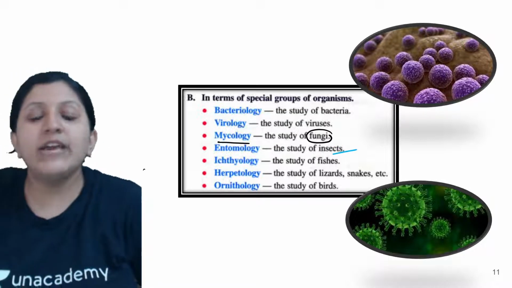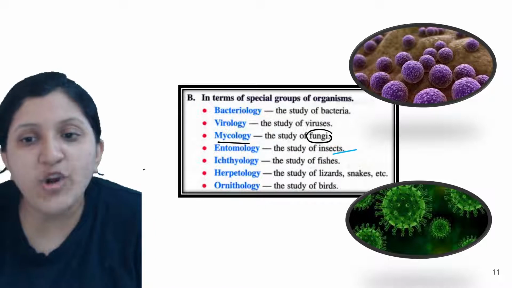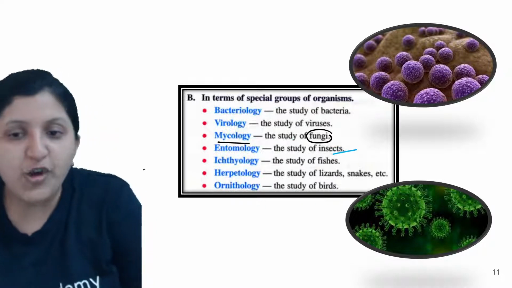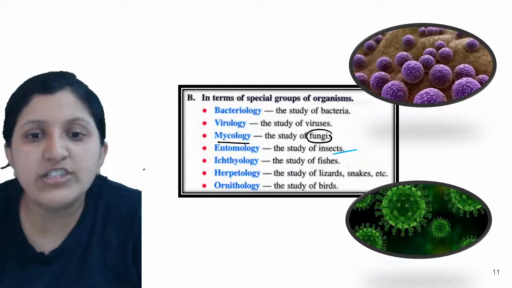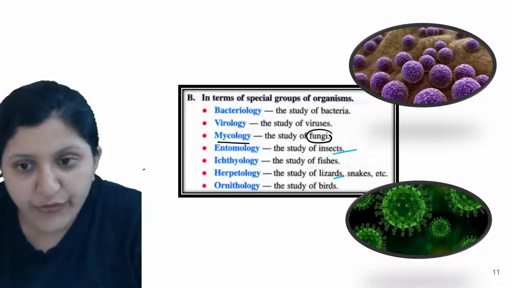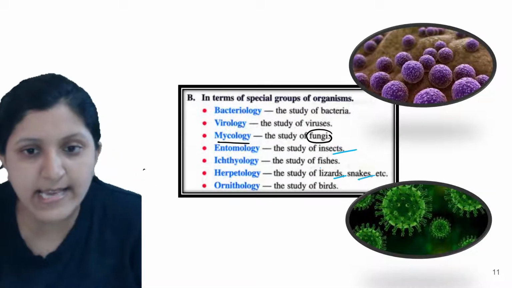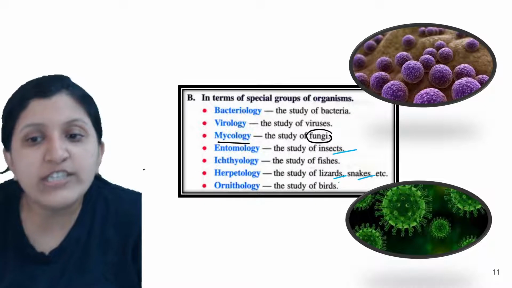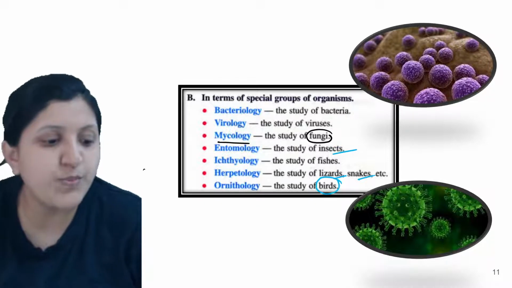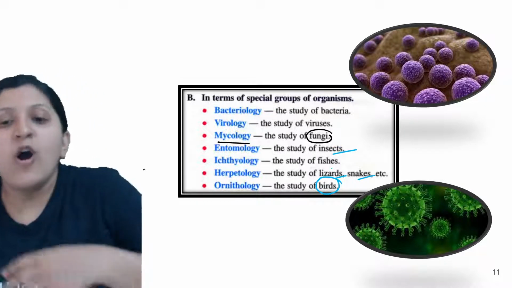Now, ichthyology is basically the study of fishes. So the study of fishes is done, that is ichthyology. Herpetology is the study of lizards, snakes, etc. Then ornithology is the study of birds. So bird study is done, that is ornithology.